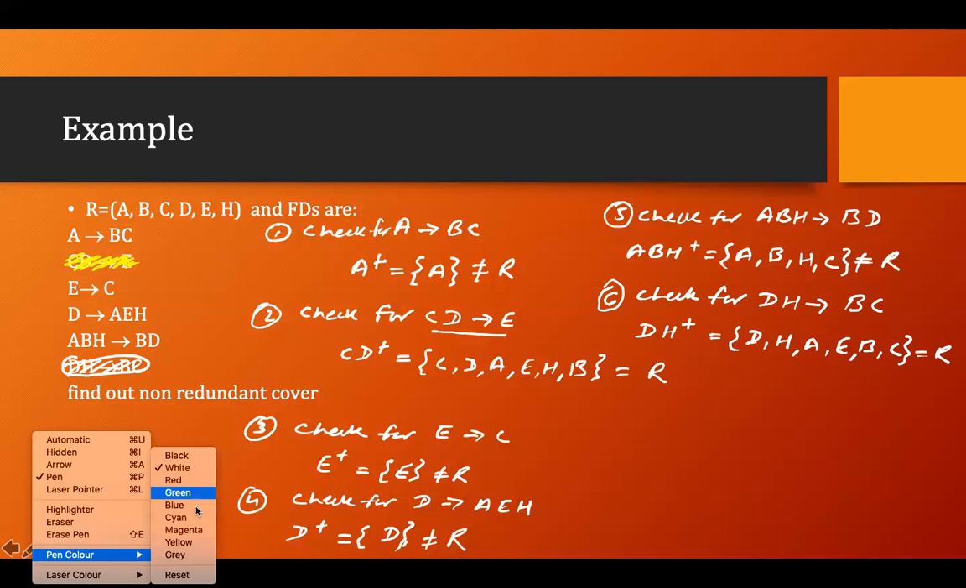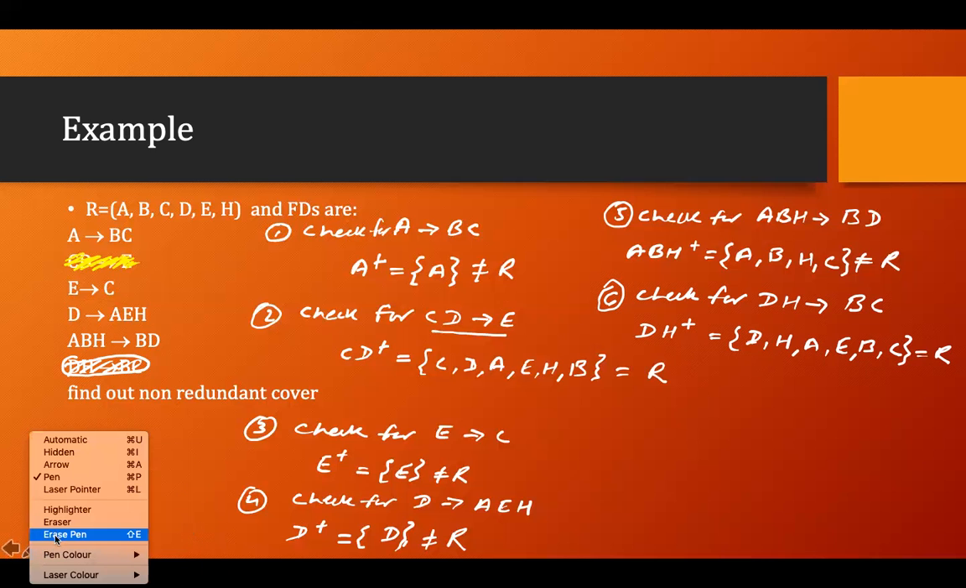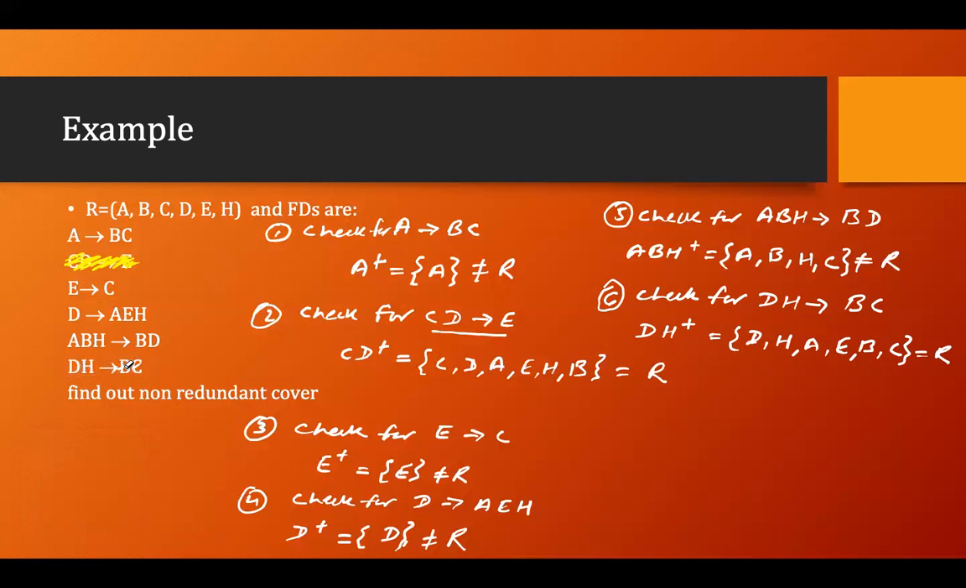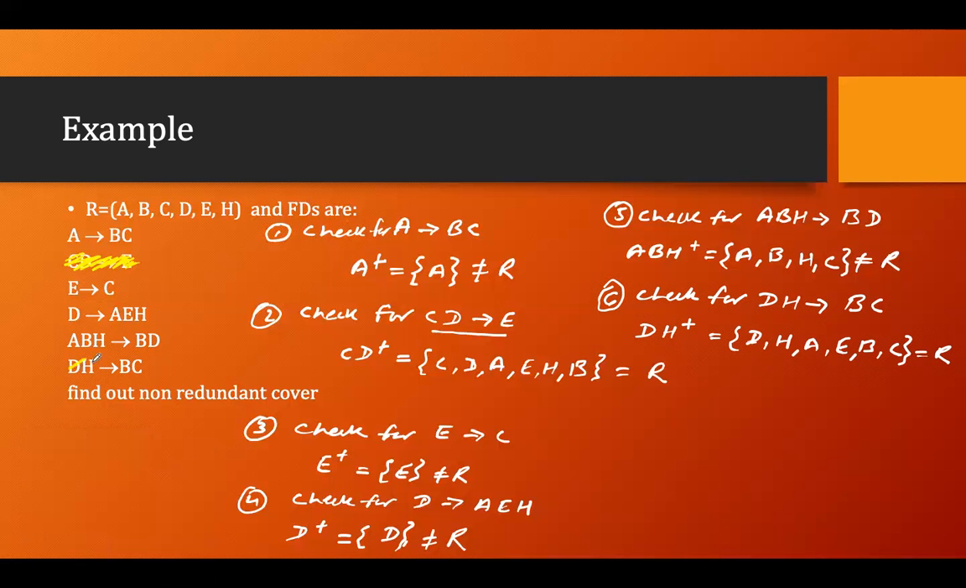So this particular functional dependency we found out is a redundant one, so we'll just remove it. Now, what is a cover? We have checked all the functional dependencies and found out that two functional dependencies, the second one and the sixth one, are redundant. So what are the leftover functional dependencies?